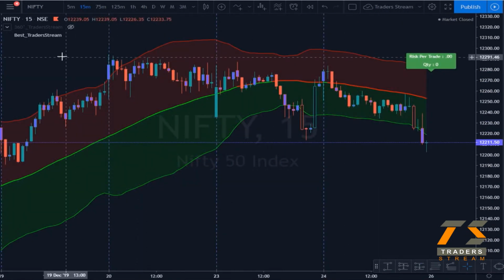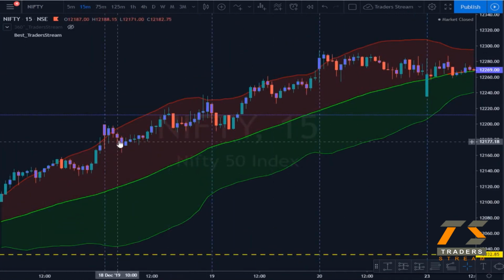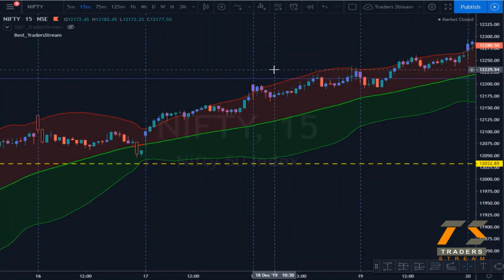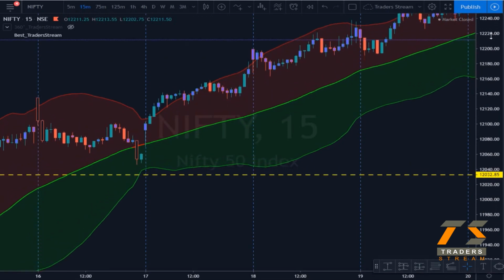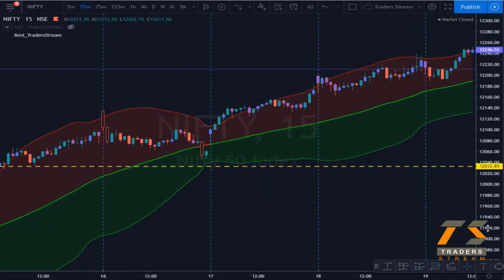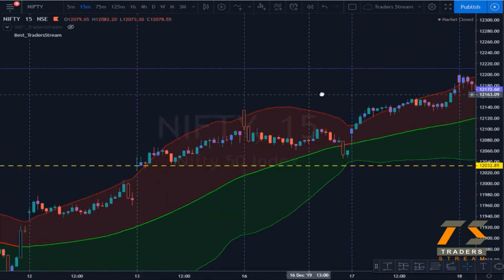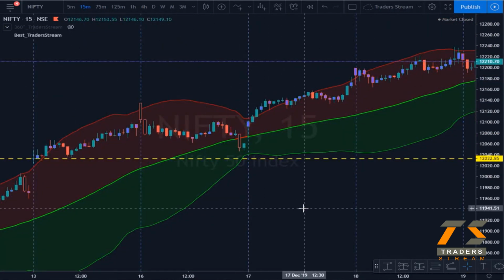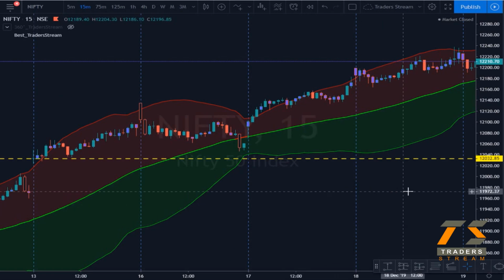Let me give you a quick overview of what I mean, because most people trading on Bollinger Bands will say that if the price is crossing the upper Bollinger Band, you just short it. If the candle is piercing and moving out of the lower Bollinger Band, you buy it. Now, to be very honest, that does not work. I don't know if it used to work once upon a time, but these days it does not work.